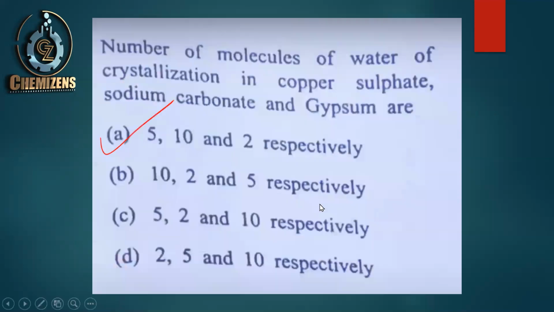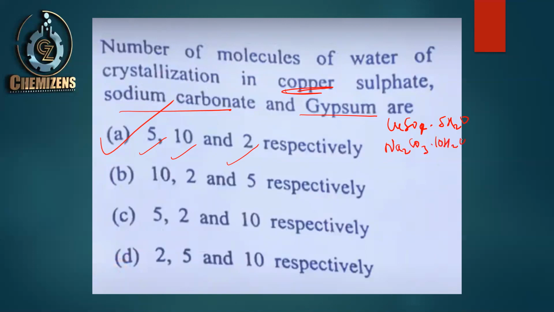Now moving on to the next question, we have the number of molecules of water of crystallization in copper sulfate, sodium carbonate and gypsum. These are 5, 10, and 2. If you look at the individual formulas, copper sulfate has 5 molecules of water. Then we have sodium carbonate, also known as washing soda. It has 10 molecules of water. Then we have gypsum, which has 2 molecules of water. All of this is again from the 10th class, same chapter, acids, bases and salts.